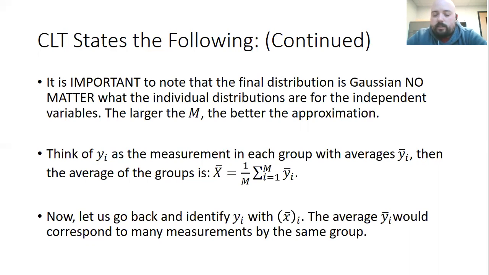All right. Also important to this is that the larger the set size is, the better the approximation becomes in the end. So we can think of y sub i as a measurement in each group now, and that the average y bar sub i is the average from each of the groups themselves. So this is how we get capital X bar basically being the sum over y bar on m.